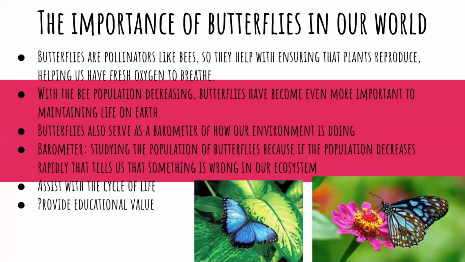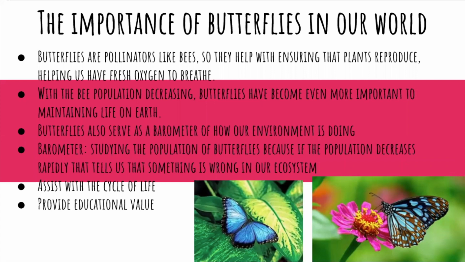They're important because while the bee population is decreasing, butterflies become even more important to maintaining our life on Earth. They're important because they also serve as a barometer, which shows how our environment is doing. A barometer kind of is a study of the population of butterflies, because if the population decreases rapidly or increases rapidly, that tells us that something is going wrong in our ecosystem.